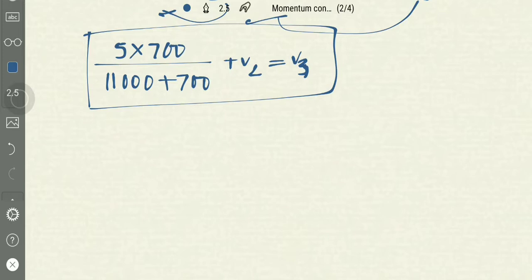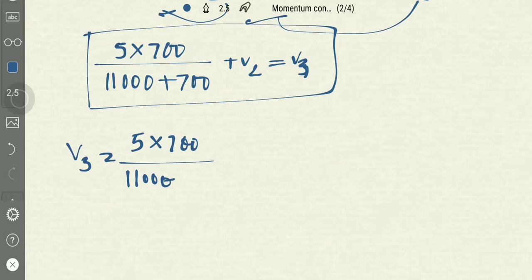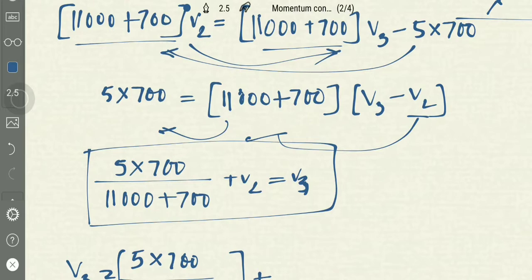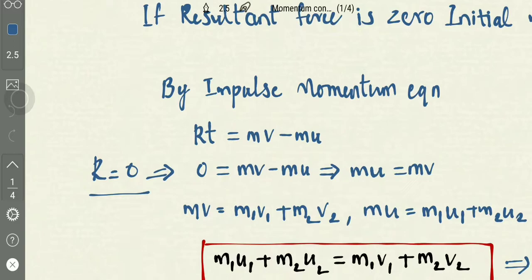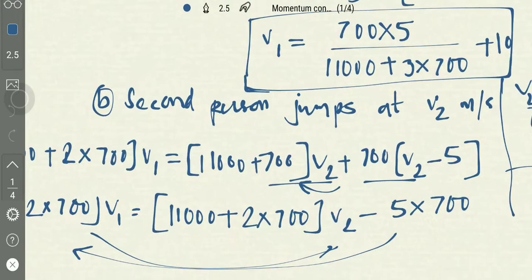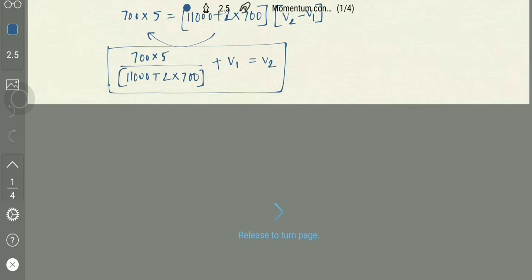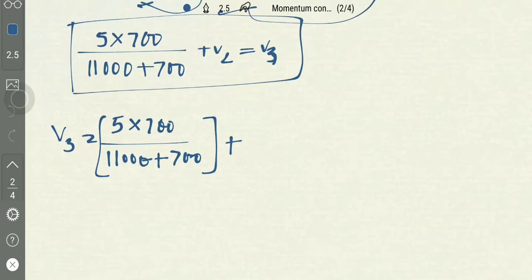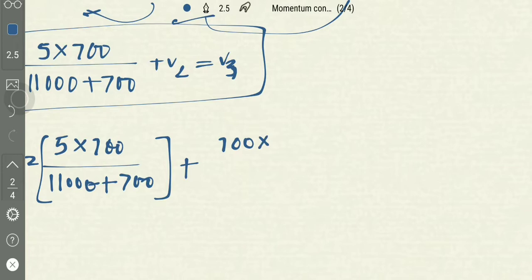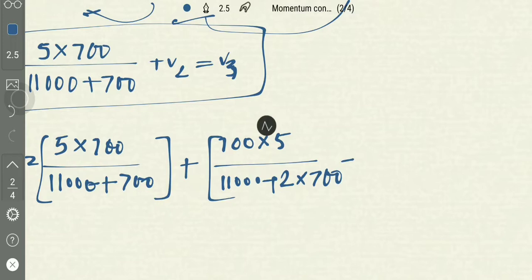Finally, V3 is equal to 5 into 700 plus 11,000 plus what is V2? We got V2 as 700 into 5 divided by 11,000 plus 2 into 700 plus V1. By substituting this here, so V2 we got as 700 into 5 divided by 11,000 plus 2 into 700 plus V1. And what is V1?